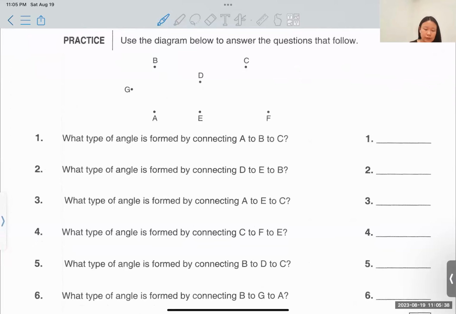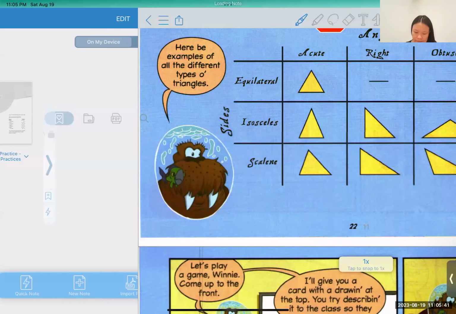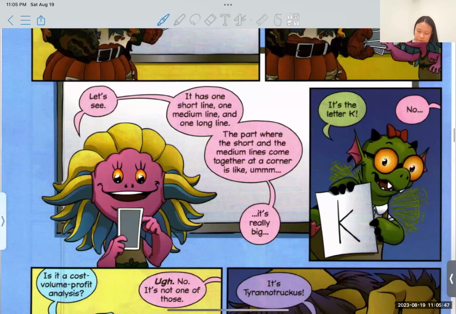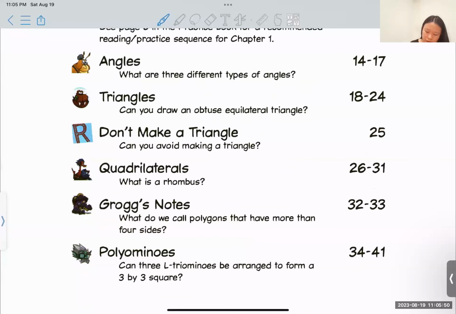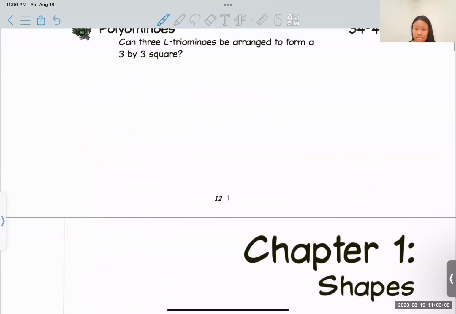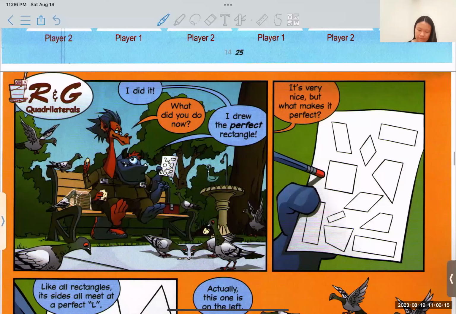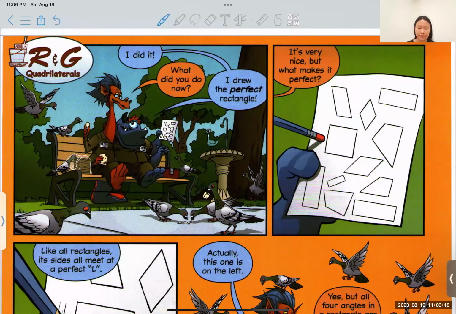If we don't have any other questions, let's move on to today's class. Today we are going to look at, let's go to the table of contents, quadrilaterals. Before that, your homework was also to preview quadrilaterals. Did anyone preview that? It's okay if you haven't, because we're going to take a look at it today. Okay, so let's get started then. Do I have a volunteer to read this for me?